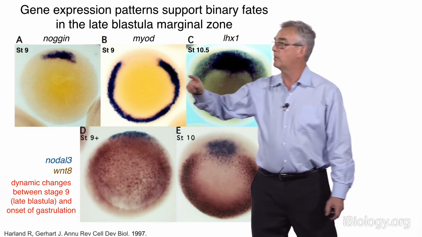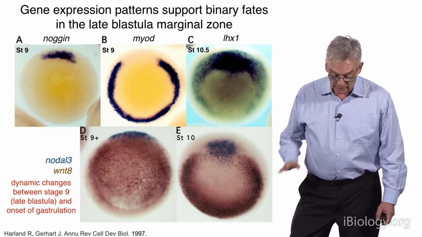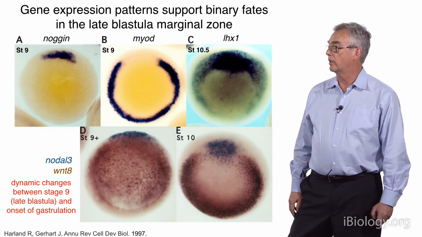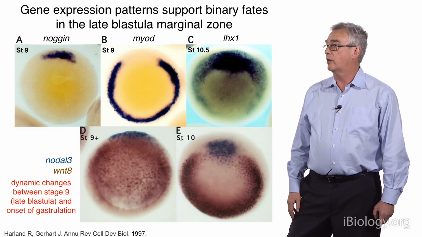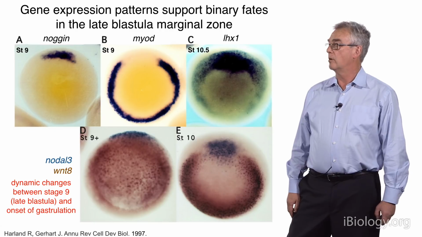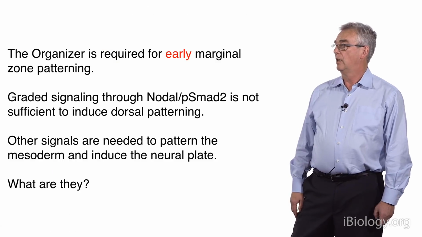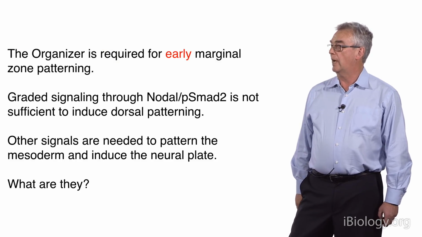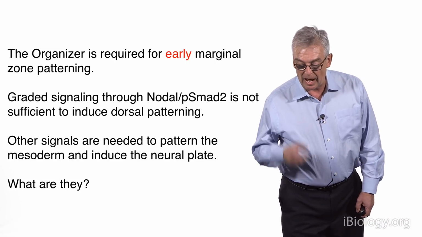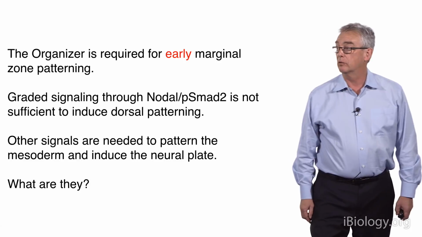But anyway, this descriptive experiment does support the idea that initially the marginal zone is split in a binary way and is not graded in its induction. So again, arguing that you need a signal from the organizer and it's not enough to have that graded nodal signal. And this just reinforces that. And as that slides up, I'll say that we need now to figure out what are these other signals.